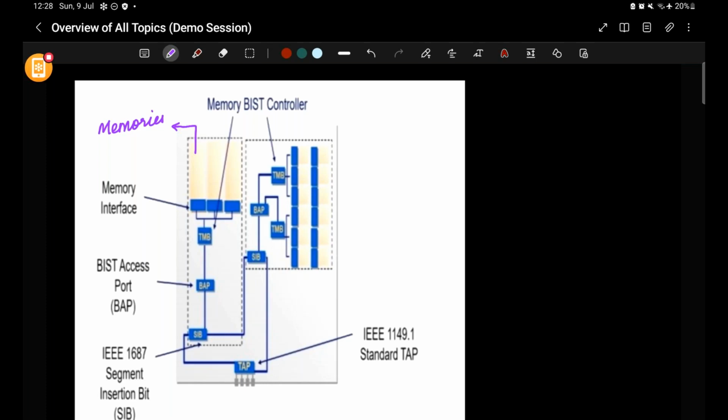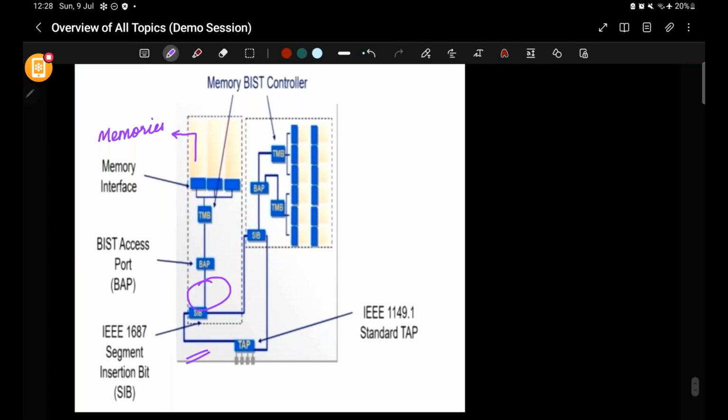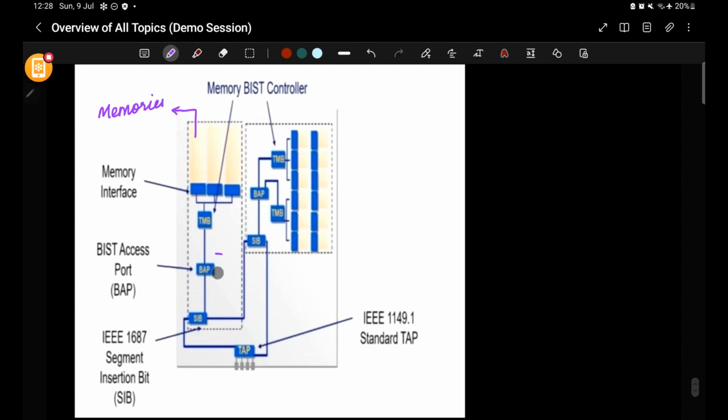As of now, just remember that this TAP will be controlling this BAP through this SIB. That is, if the SIB is programmed with 1, then it will allow the data to be written onto the BAP. If the SIB is programmed with 0, then it will not allow the data to be written onto the BAP. This is what is Tessent memory BIST implementation. You'll be able to understand it clearly when we complete JTAG, IJTAG, and when we come to MBIST. This is just a sample question. Again, I will be explaining these questions as well in the original course.